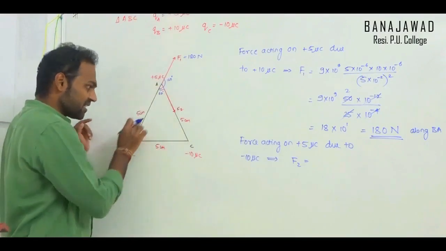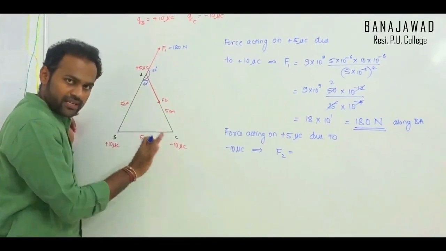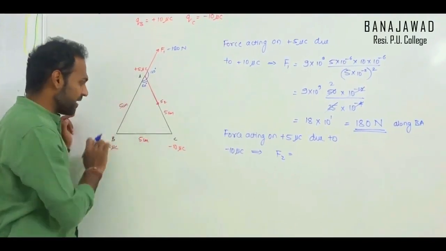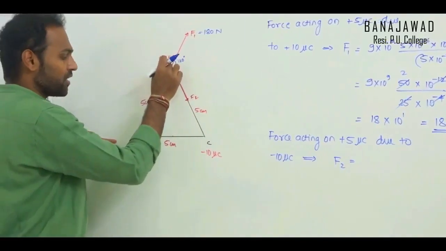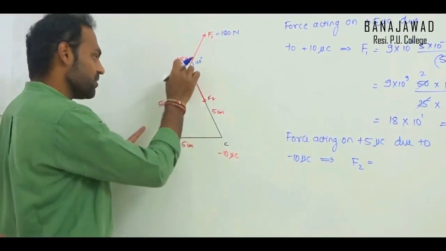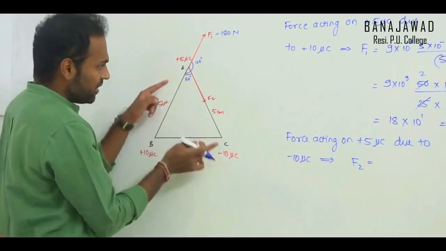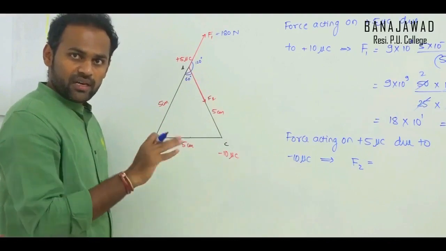Both the charges are the same in magnitude. The polarity is different, here it is plus and here it is minus, but the magnitude is the same. 5, 10, 5, 10, so Q1 and Q2 are the same. Also the distance between Q1 and Q2 is 5 cm in both cases. It means the charges are the same and the distance is the same.